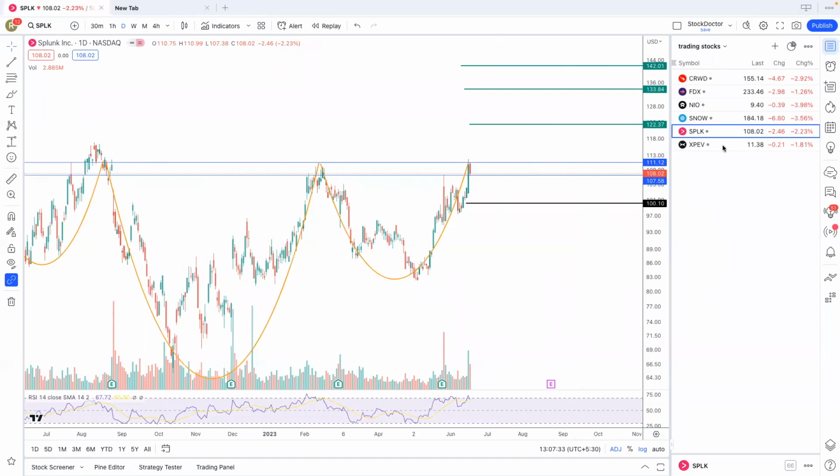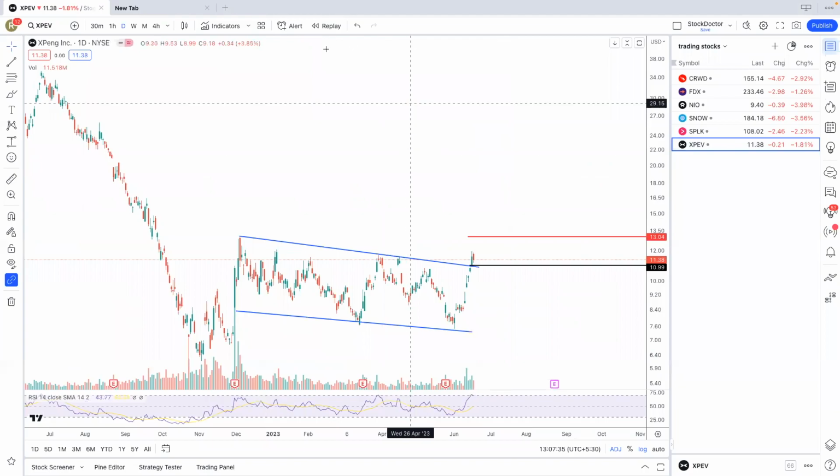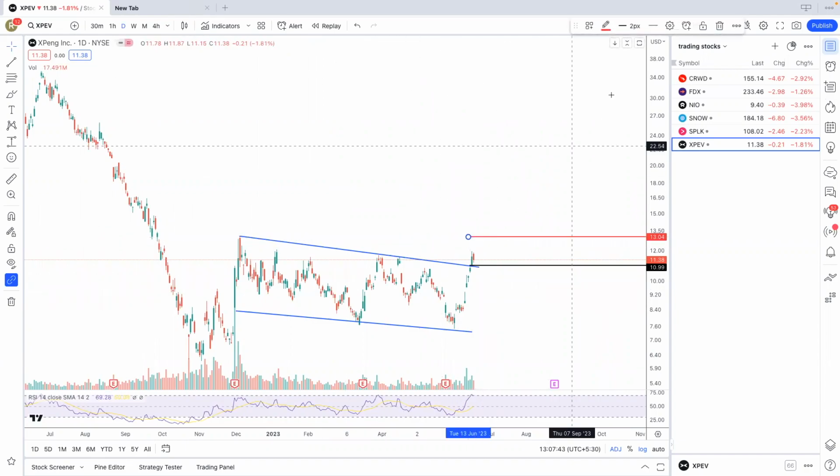The last stock we have is XPeV. See, these are all technical breakouts. That's why the calls were given. For XPeV, we have the support around $11 on a closing basis. The first immediate target is around $13, and then we have $15. These are the two targets we are monitoring.